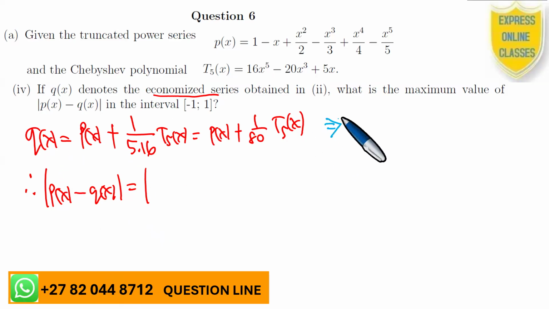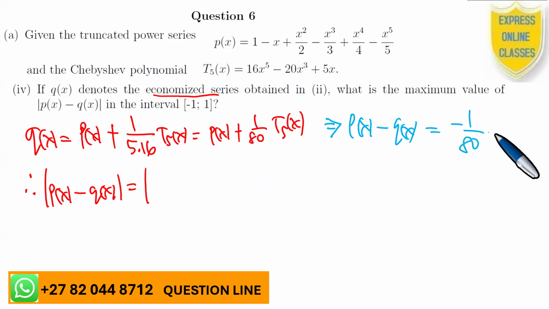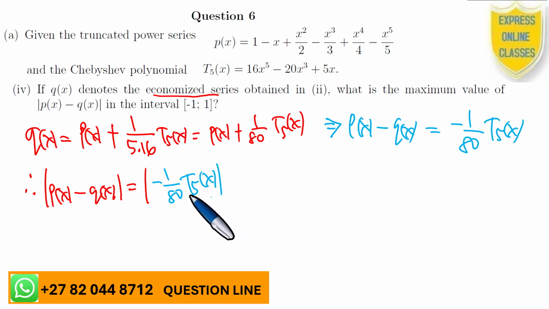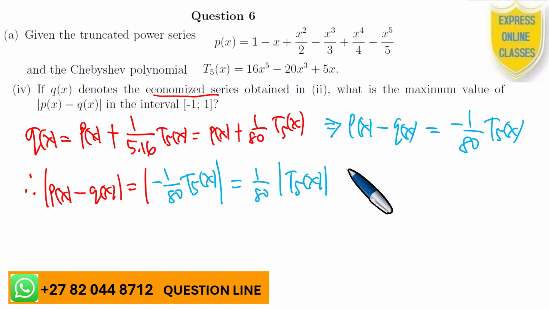So this red equation can be written as P of X minus Q of X. So P of X minus Q of X is minus 1 over 80 T5 of X, which is less than or equal to, first this equals 1 out of 80 times the modulus of T sub 5 of X. This is less than or equal to 1 out of 80.